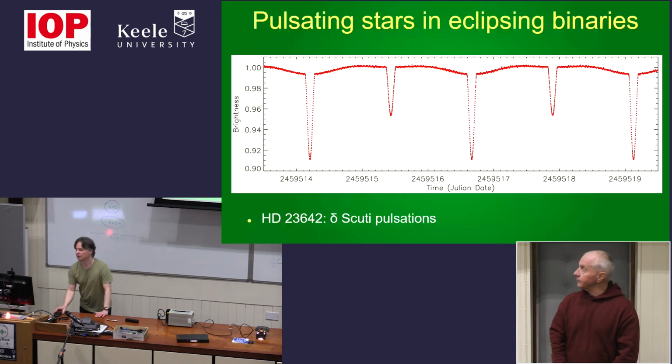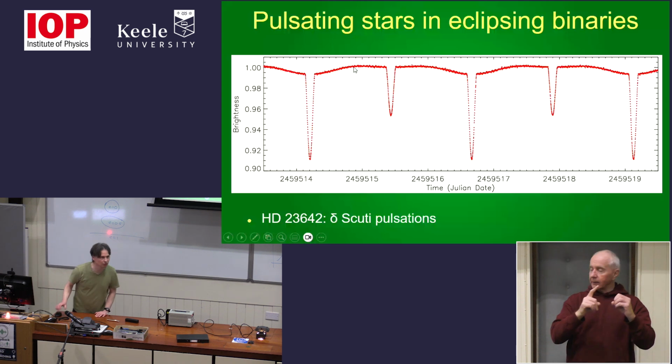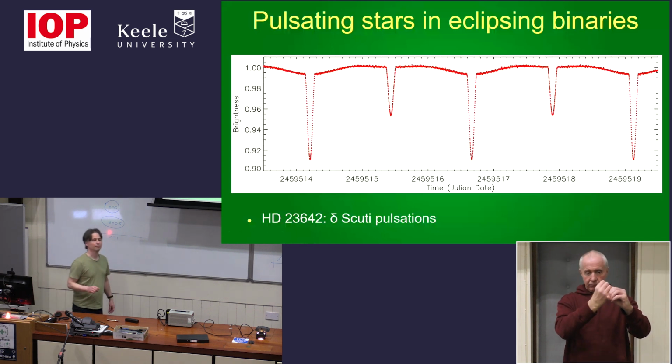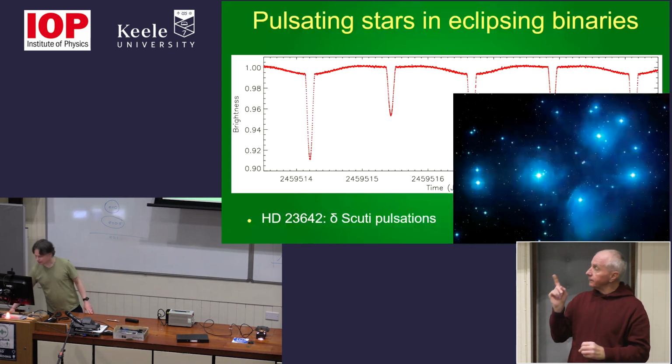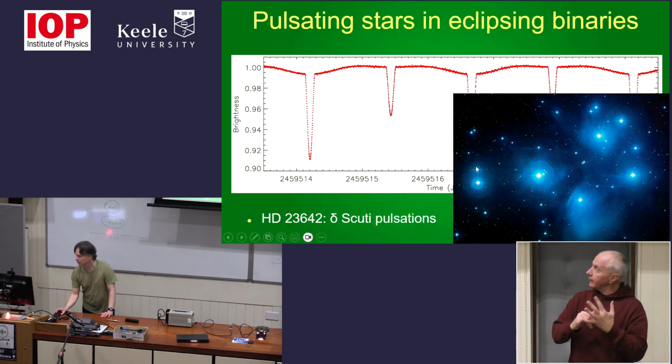And it's much less obvious, but you see here, primary eclipse, secondary eclipse, and that out there looks like it's a bit noisy. That's not noise, it's pulsations. And the great thing about this star is it's in the Pleiades. It's, in particular, that star there.